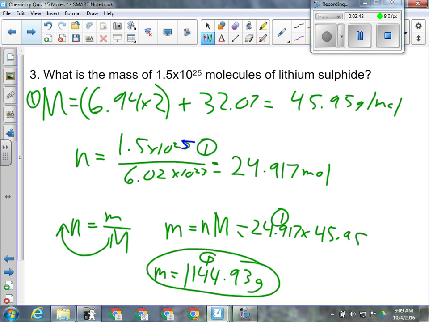All right, and the third one. We are given in number 3 the number of molecules, which means we will need Avogadro's number in one of the initial steps of this question. We're looking for mass. 1 mark if they calculated the molar mass of lithium sulphide, which is Li2S. So we have 6.94 times 2, that's the 2 lithiums, plus the 1 sulfur, gives us 45.95.